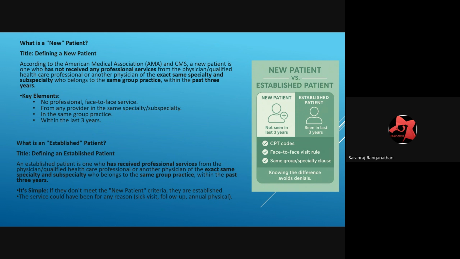The second thing is that it is from any provider in the same specialty or subspecialty. In simple terms, we have to keep the 3 years rule. When I go to X hospital for the first time, I am going to be the new patient. Now, after 1 year, say for example 2027, I go to the same hospital for the same specialty. Now I become an established patient in 2027.